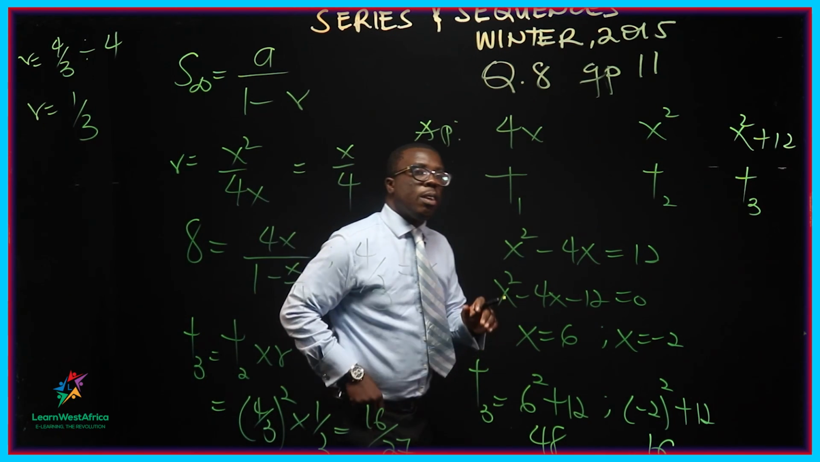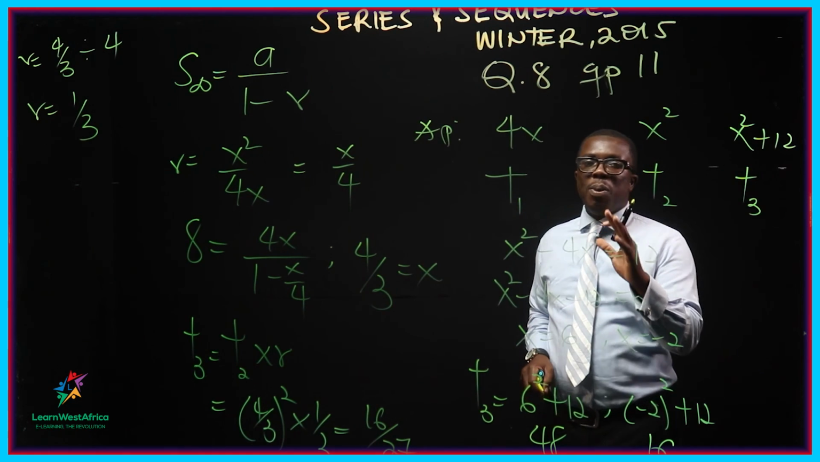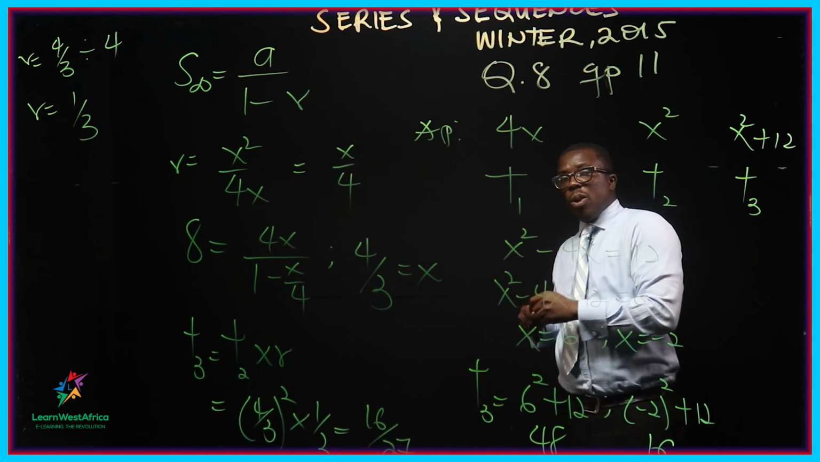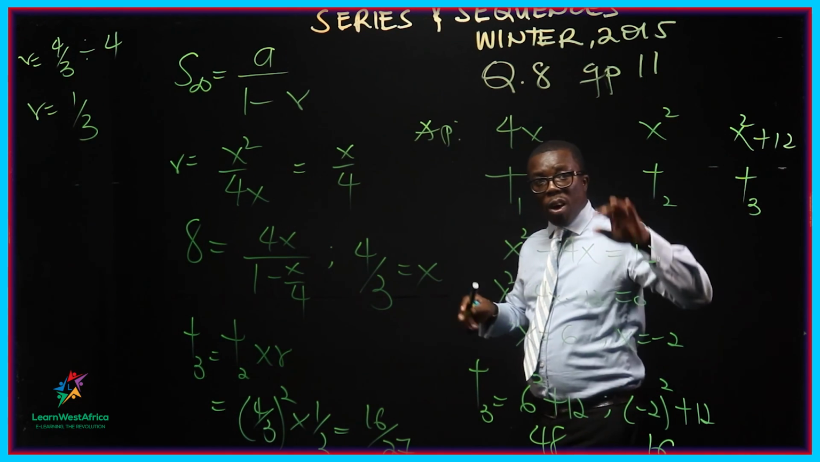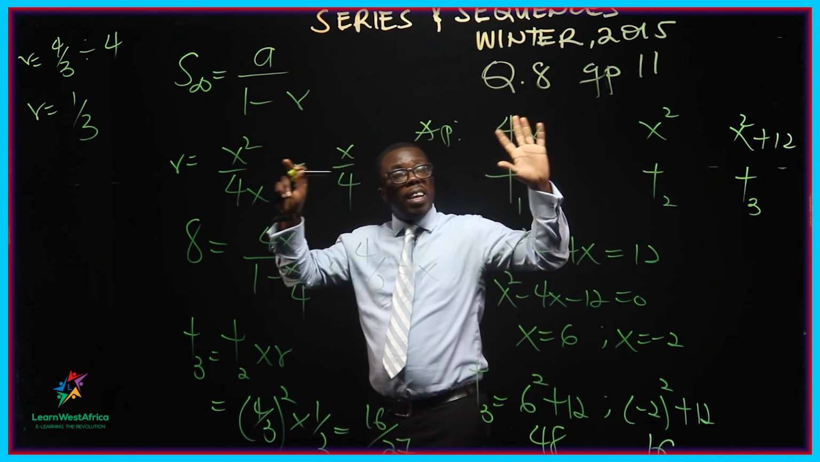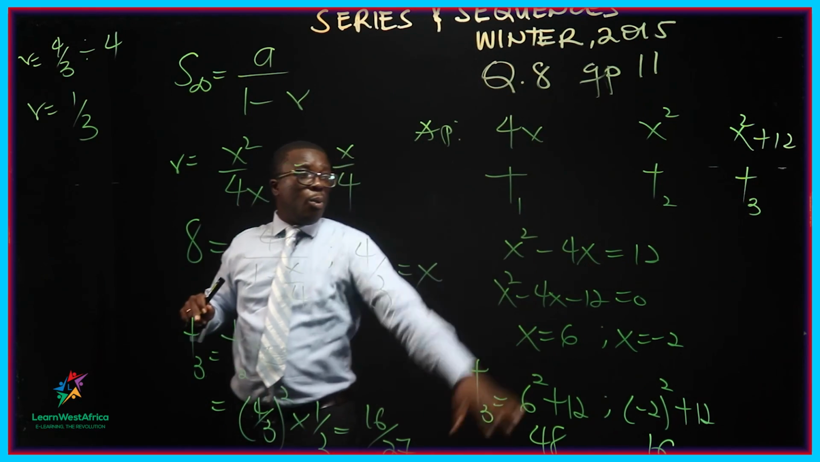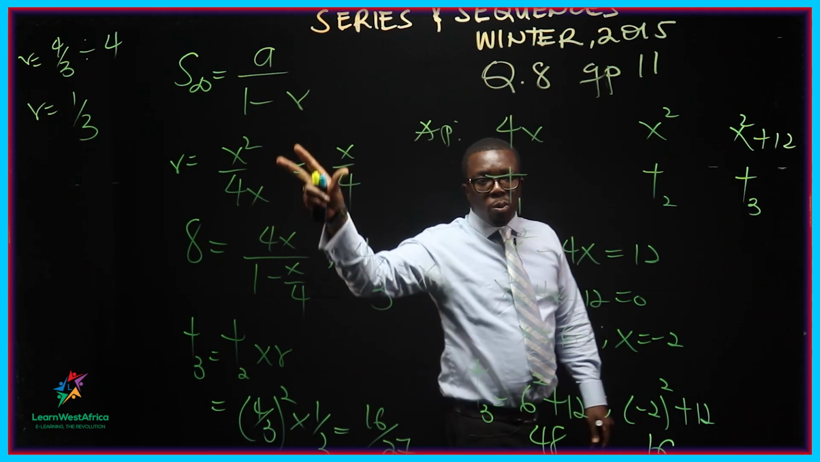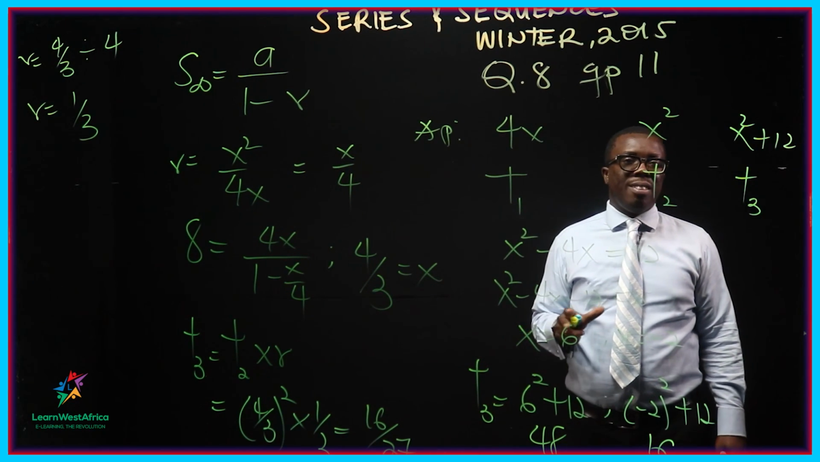So 16 over 27, ladies and gents, is going to be the value of your third term in the event that you were looking at a geometric progression. So you have the solution for question 8 of the first variant, where the I part has to do with an AP and the II part has to do with a geometric progression situation. I hope that is clear.